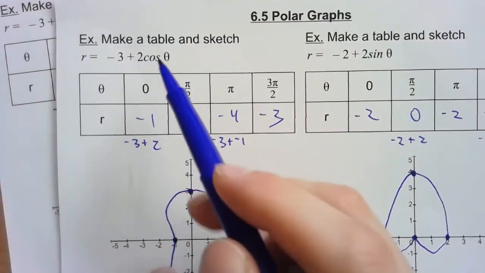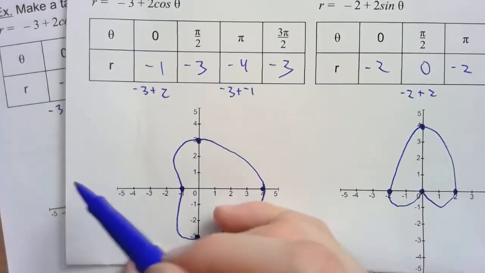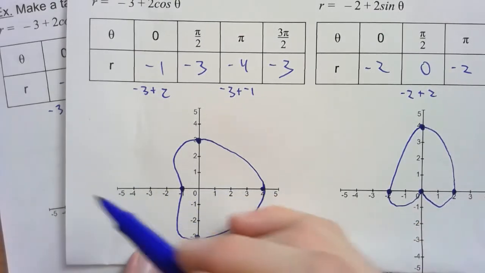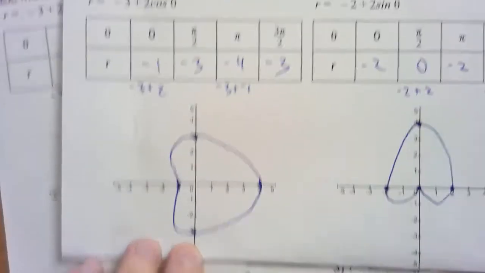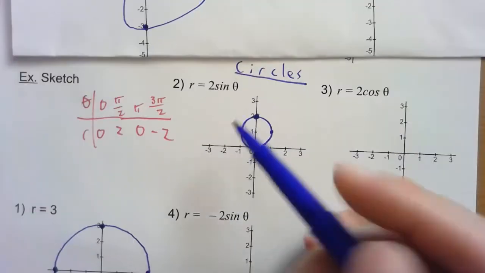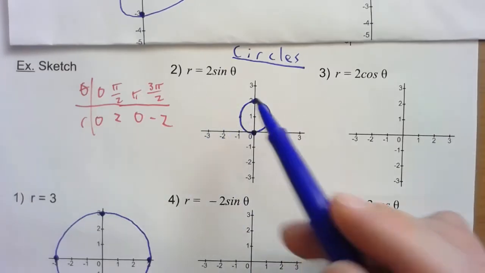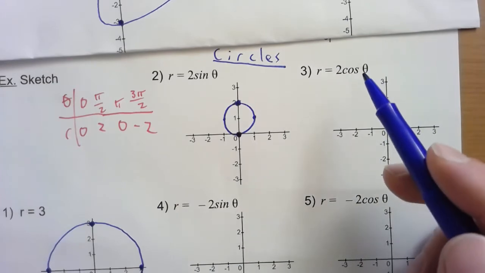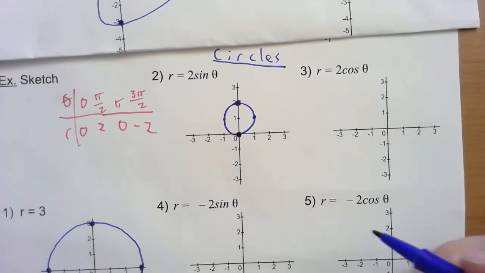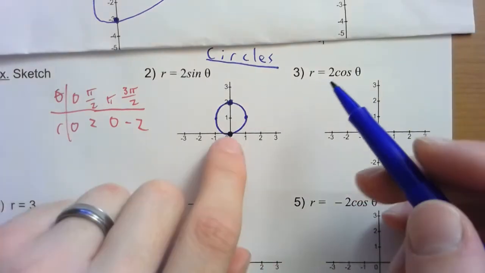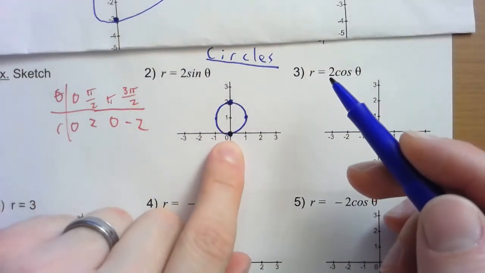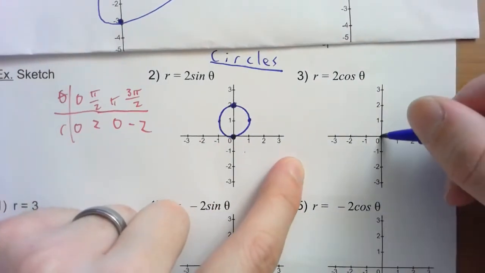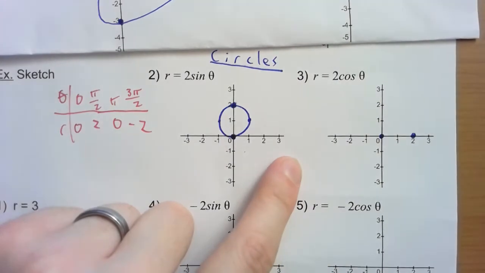This one was a cosine equation, and the dividing line, maybe even axis of symmetry, if you want to look at it that way, is on the x-axis here. So what we're going to see is that when sine is in the equation, the graph is going to be oriented along the y-axis. When we've got cosine in the equation, the graph is going to be along the x-axis. So this one is still going to be a circle with a diameter of 2, but instead of going straight up along the y-axis, cosine goes with x, so it's going to be along the x-axis.